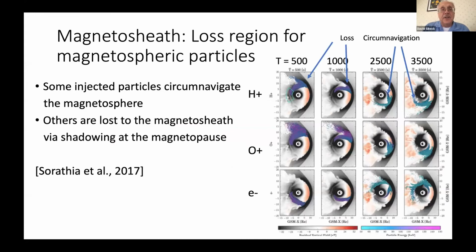Finally, the magnetosheath is a loss region for magnetospheric particles. One of the most fascinating simulations I've seen in the past number of years comes from Karim Soratia at JHU APL. He launches blobs of protons and oxygen and electrons on the night side and watches them drift around the magnetosphere. Some of them succeed in traversing the dayside magnetopause. Others go smack into the magnetopause, and those particles are lost to the sheath. Very interesting to see where and when they're lost and where they go.